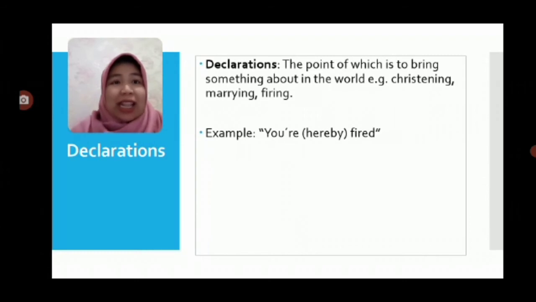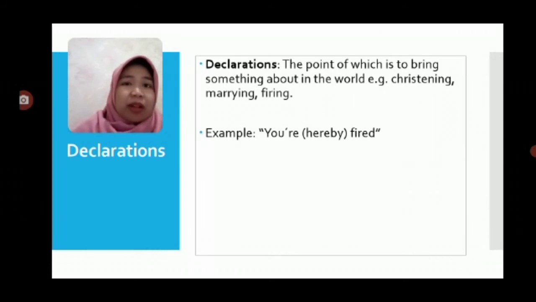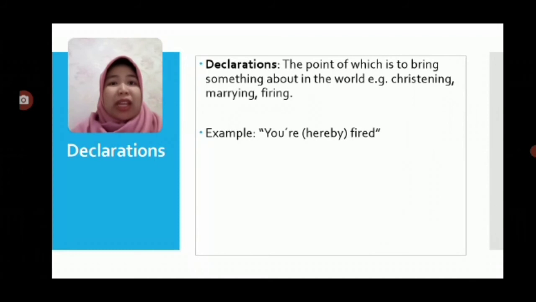And the last one is a declaration. The point of which is to bring something about in the world, for example, christening, marrying, and firing. The example of declaration: you are hereby fired. The speaker means that you are hereby fired. In this example of declaration, the speaker is someone who fired his employee. Maybe the speaker is a boss or a manager who fired his employee.